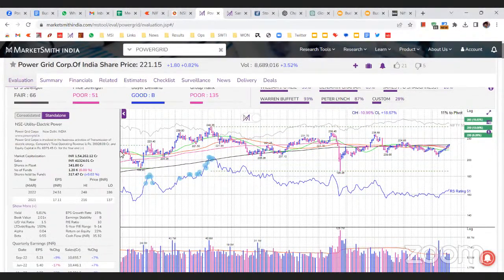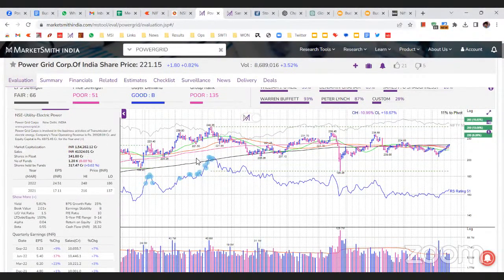The power infrastructure is very crucial. So not only the focus will be on the renewables, but non-renewables, both the sectors will be equally in focus. So Power Grid, if you look, it's going through a consolidation phase. Since the last 4-5 sessions, look at the volume. अच्छे volume पे accumulation हो रहा है.